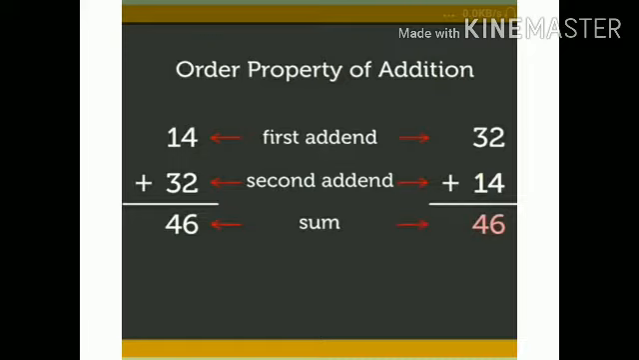The second is the order property of addition. 14 plus 32: 14 is the first addend and 32 is the second addend. If we change the order of this addition, we will get the same sum. 14 plus 32 is 46, and 32 plus 14 is also 46.